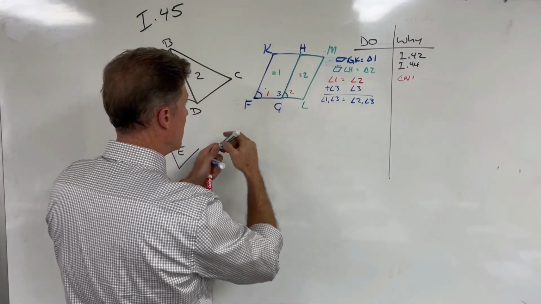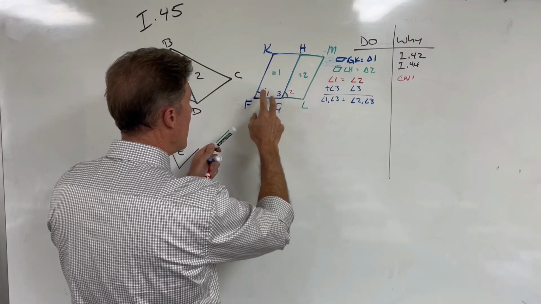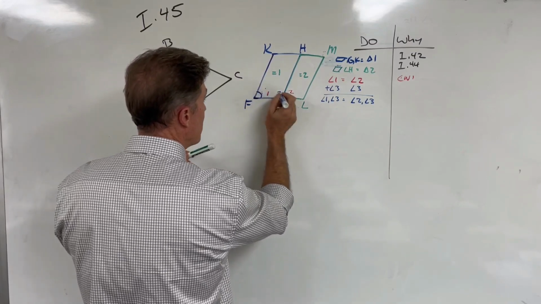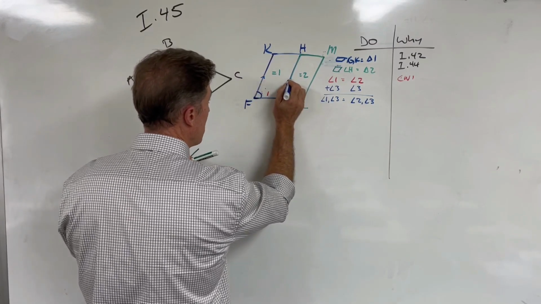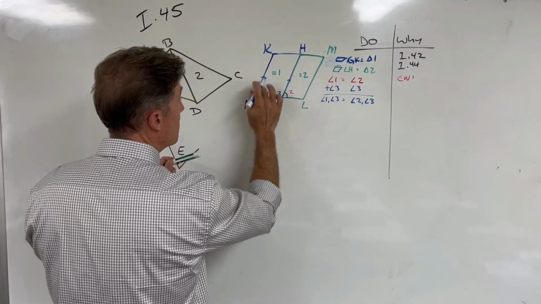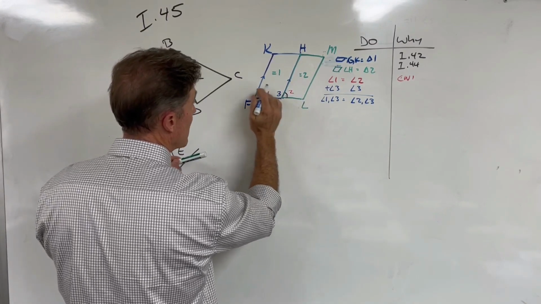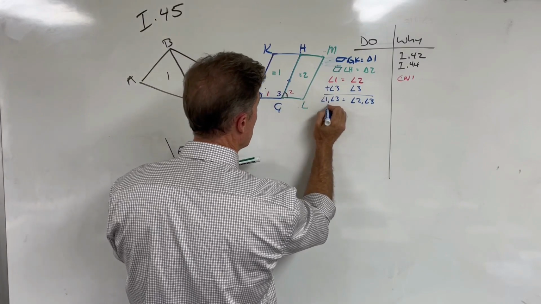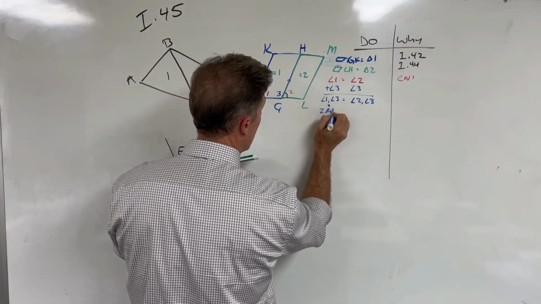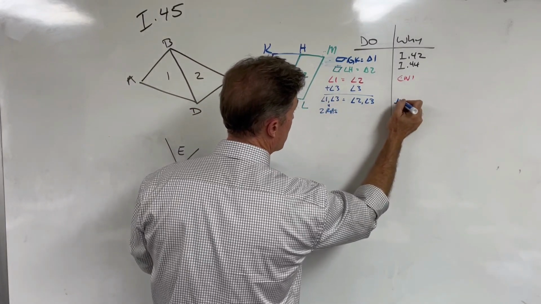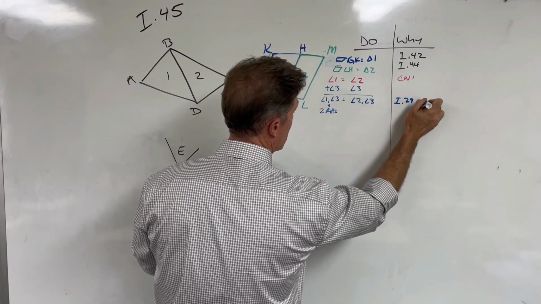But here's the interesting thing. Angle 1 and 3, they are same side interior angles in this blue parallelogram. And this blue parallelogram is cut by a transversal, so it makes the same side interior angles equal to 2 right angles. Therefore, these are equal to 2 right angles. This is according to Prop 29, the same side interior angles.